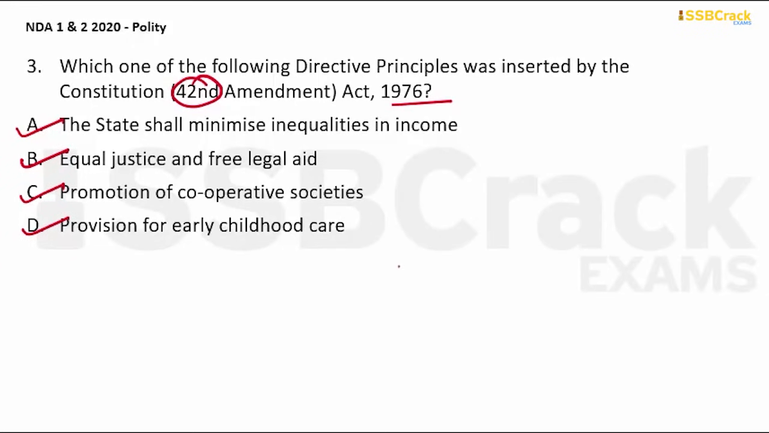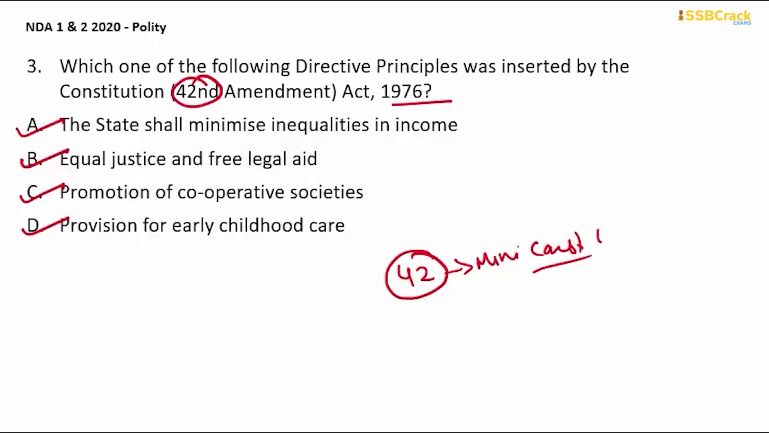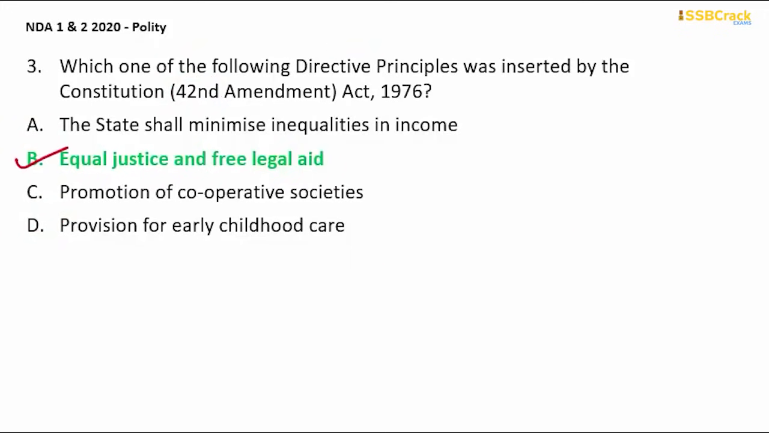As you should know, the 42nd Constitutional Amendment is also known as the mini constitution, right? Because of the number of amendments made under this particular Constitutional Amendment Act, and under that they inserted a few directive principles as well, and one was equal justice and free legal aid. Let me tell you more.